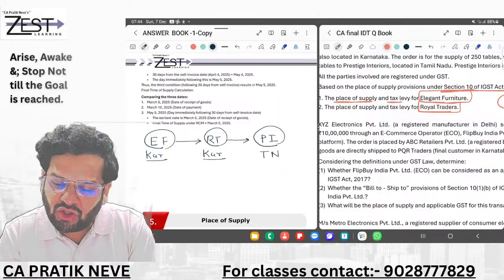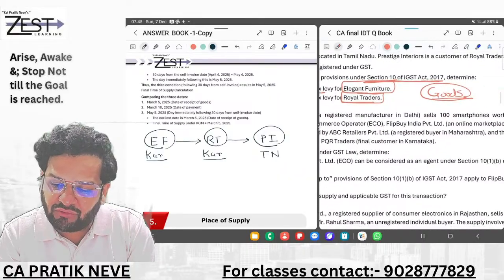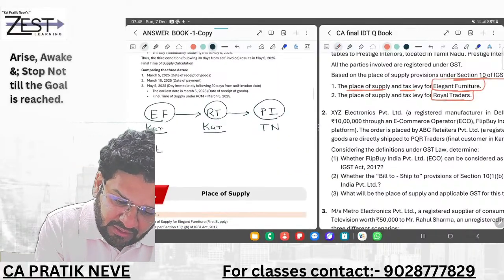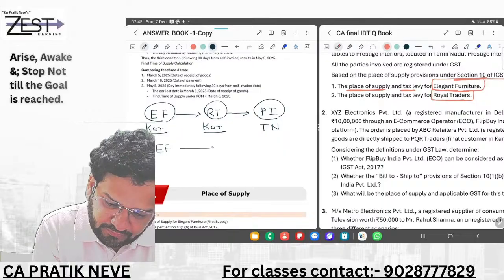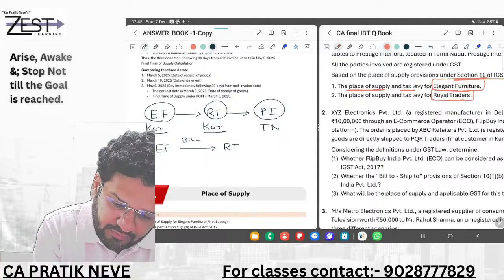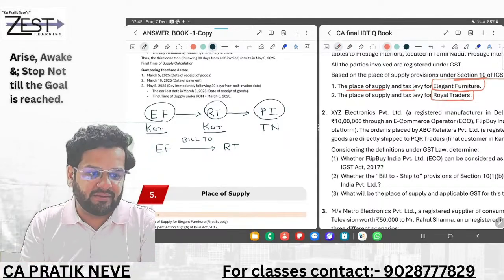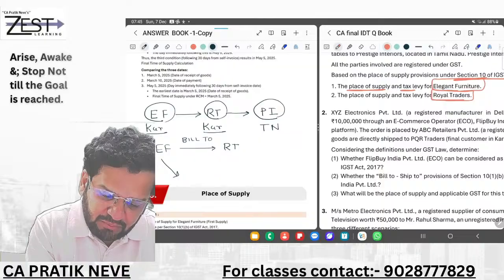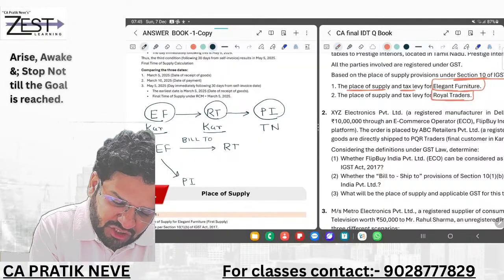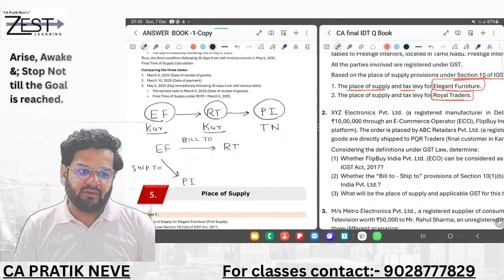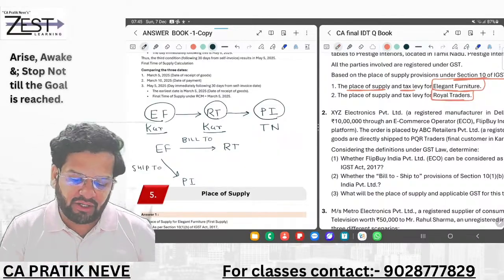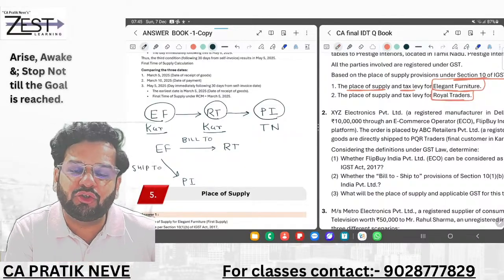Based on the place of supply provisions under section 10 of the IGST Act, now what's happening? EF will do billing to RT, but EF will ship the goods to PI. So friends, this is called the bill to ship model. Do you remember this is called the bill to ship model?